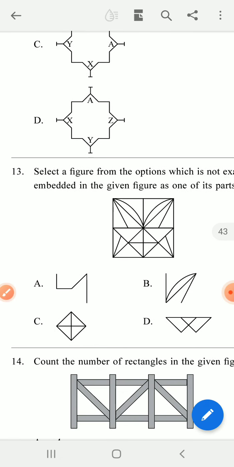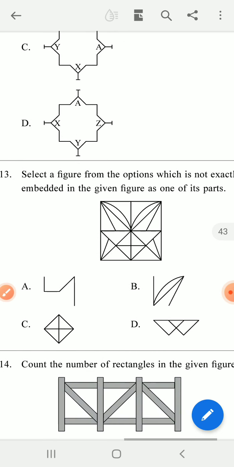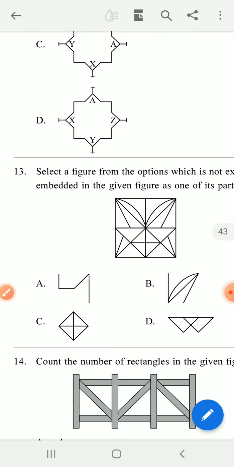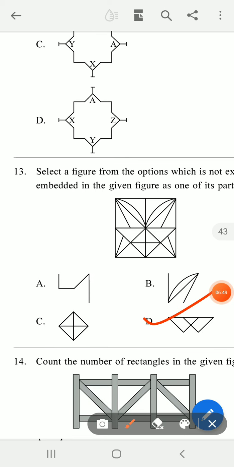Question number 13. Select a figure from the options which is not exactly embedded in the given figure. So which is not? So 13 D. D is not embedded because D has a different type of figure. So D is not embedded.